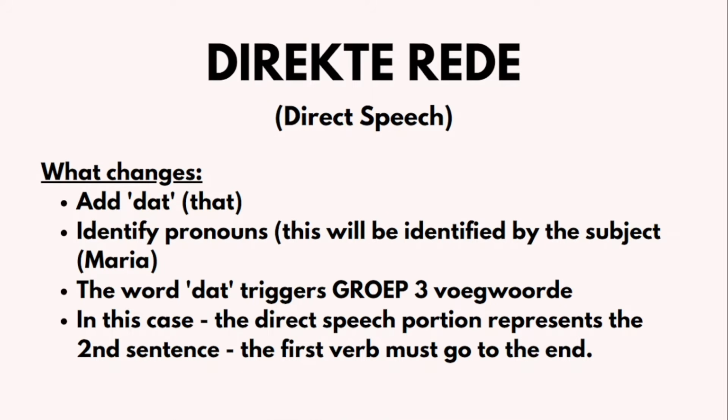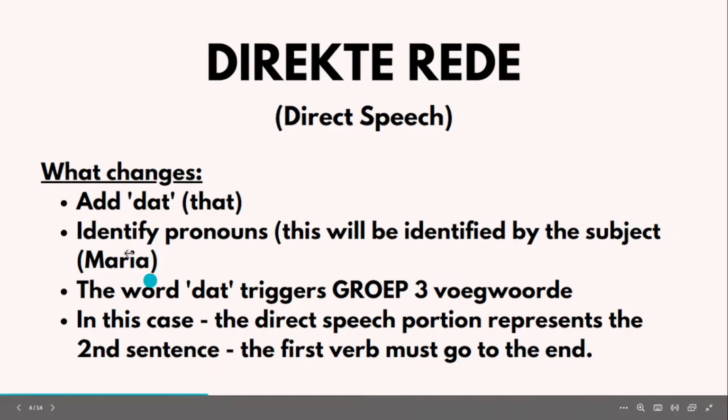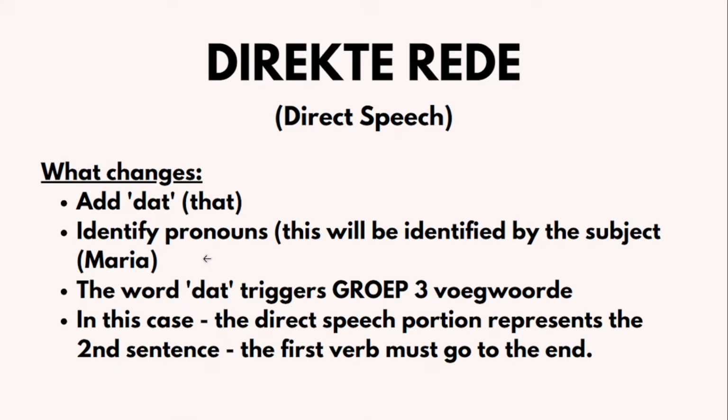So what changes? You need to add "dat" right after "Maria sê". You need to identify the pronouns. In this case, it's "ek". Then you need to find out who is the "ek" that's talking, okay? And in this case, it's also Maria. And then the word "dat" triggers groep 3 voegwoorde. So if you listen to the lesson about voegwoorde, which are conjunctions, you'll know that in group 3, "dat" is one of the words that trigger the group 3 rule, which says that the first verb of the second sentence must go to the end.